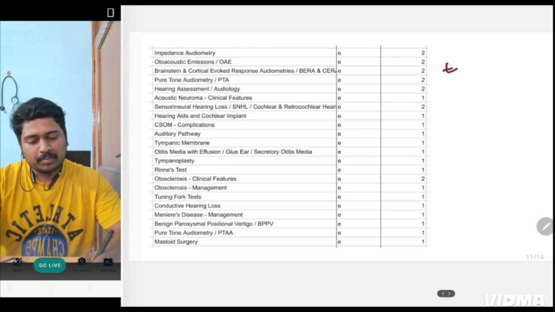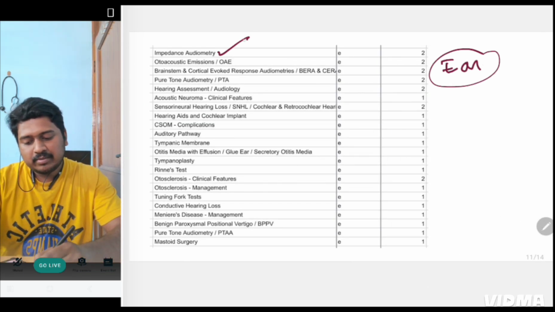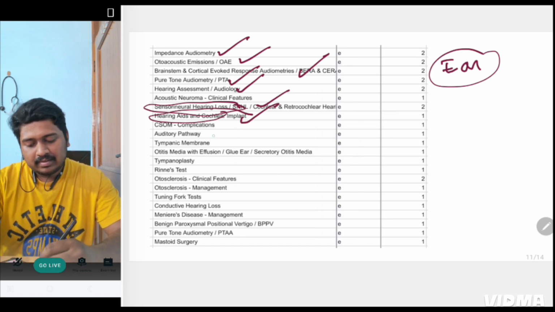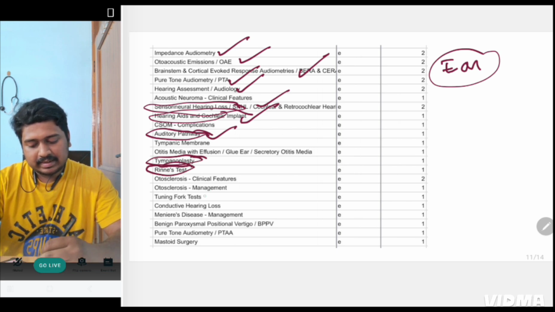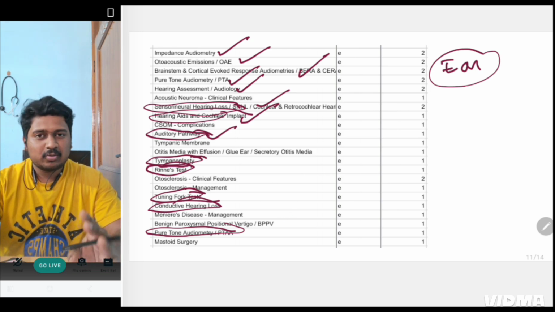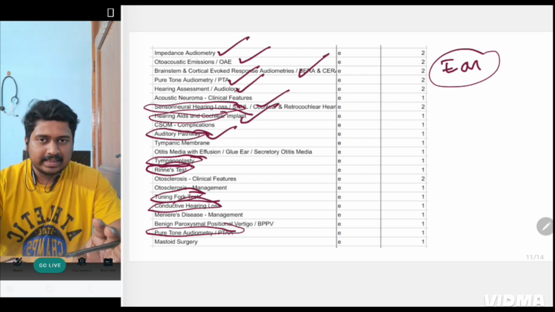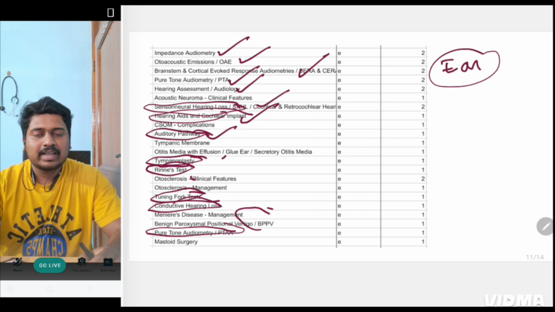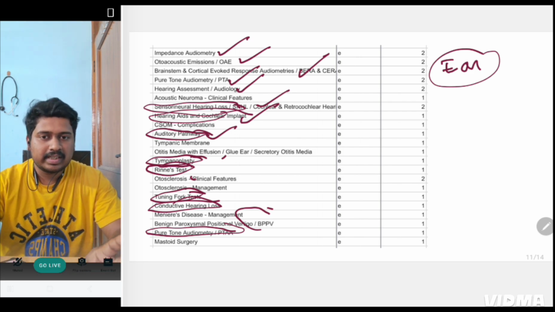From the topic of ear, which are the important questions? Impedance audiometry is again a hearing test, so audiology. OAE is audiology. BERA is audiology. Sensorineural hearing loss, again audiology. Hearing aids, and the auditory pathway also come under audiology. Then tympanoplasty, Rinne's test, tuning fork tests, conductive hearing loss, pure tone audiometry. You can see so much emphasis is on audiology and hearing tests. Then come other topics like otosclerosis and the vestibular apparatus, which come later. So your main focus should be on audiology and hearing tests.